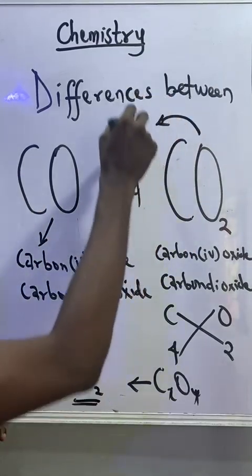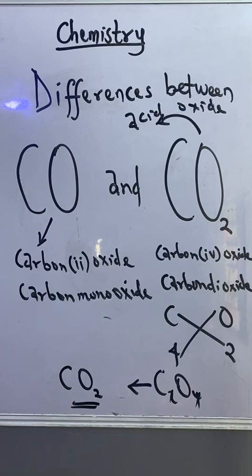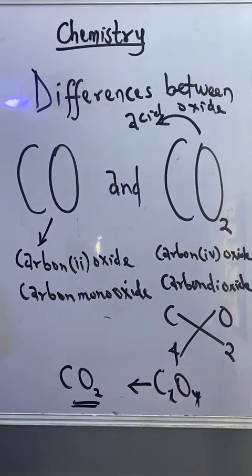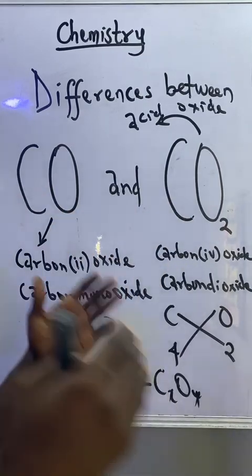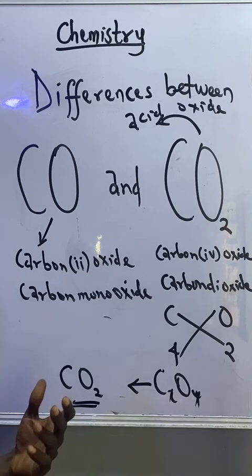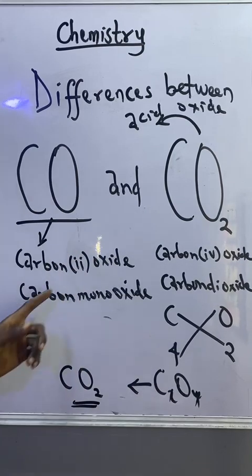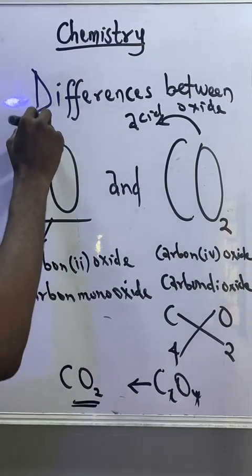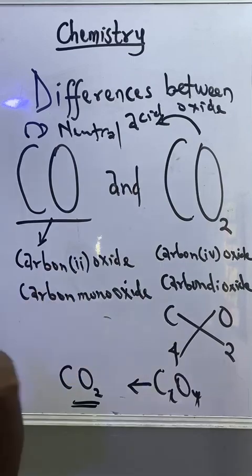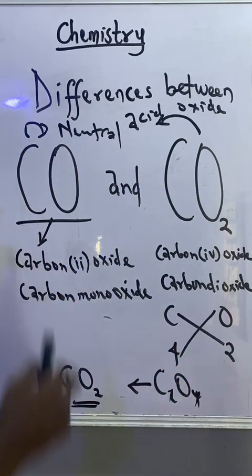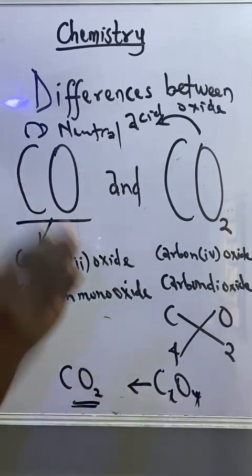Now, apart from the names, we also have some other differences. This one is an acidic oxide, because if we check the pH of this, it will be less than 7. Because all acids, their pH is always less than 7. But for bases, all their pH is greater than 7. Now, this carbon monoxide is a neutral oxide. It doesn't behave like an acid and doesn't behave like a base. Since it is neutral, that means its pH is exactly 7.